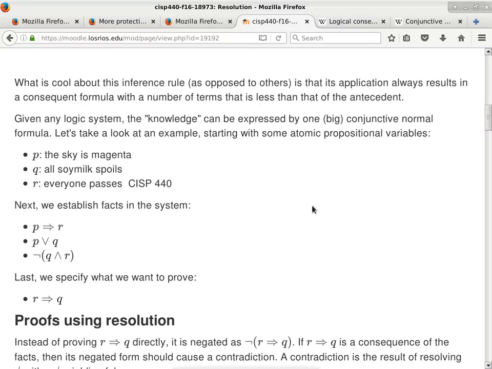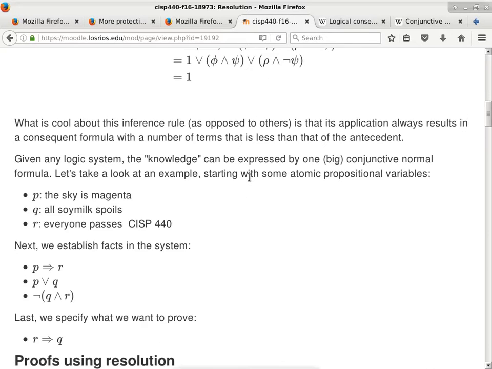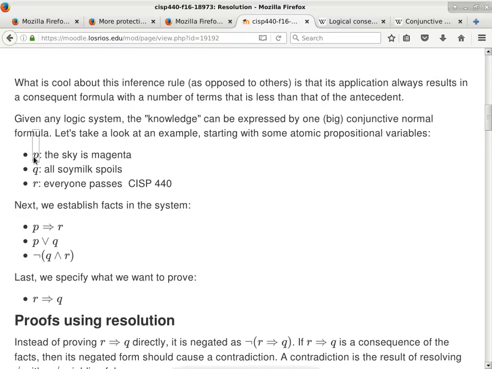So we have a little example here. I assigned certain meanings to P, Q, and R just to make it a little bit more interesting. So I just say P as a variable is basically "the sky is magenta." It's a variable because it can be true, yes, the sky is in fact magenta, or false, the sky is not magenta.